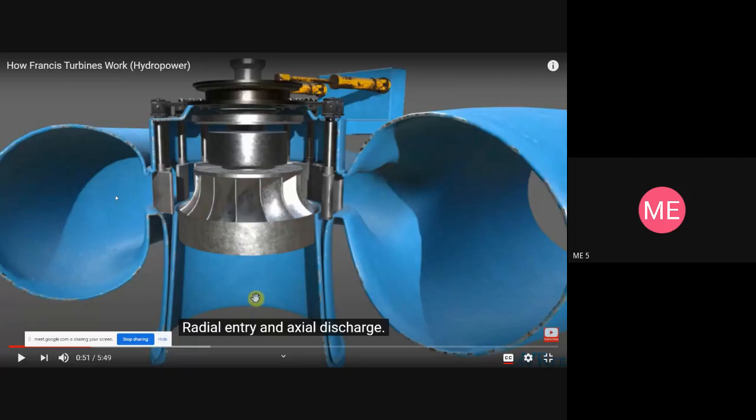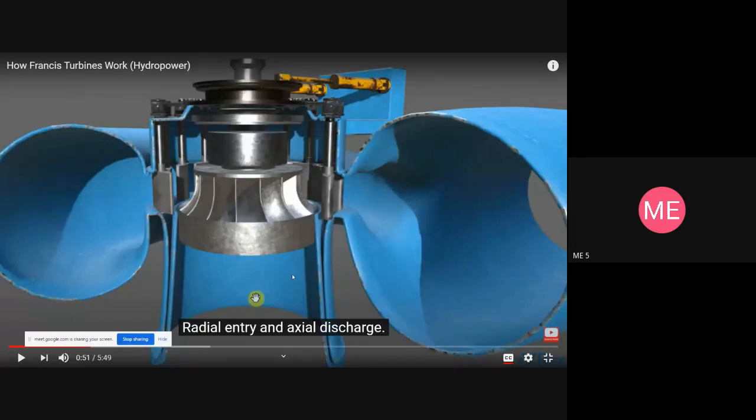So the Francis turbine will have radial entry, axial discharge. So it is called a mixed flow turbine. Why is it mixed flow? Because the entry is radial. Because this is a shaft, the center line for the shaft. With respect to the shaft, the water will enter from the guide blades perpendicularly, that is radially to the shaft, and then leaves the turbine axially.